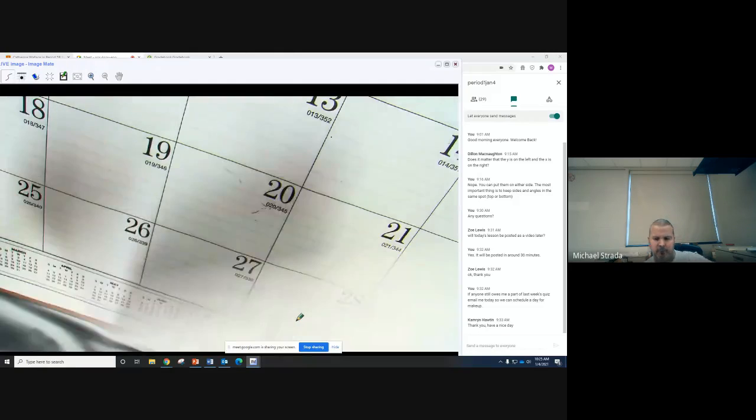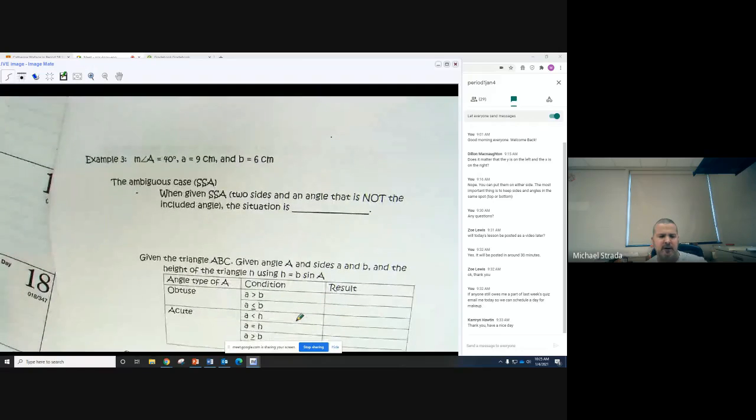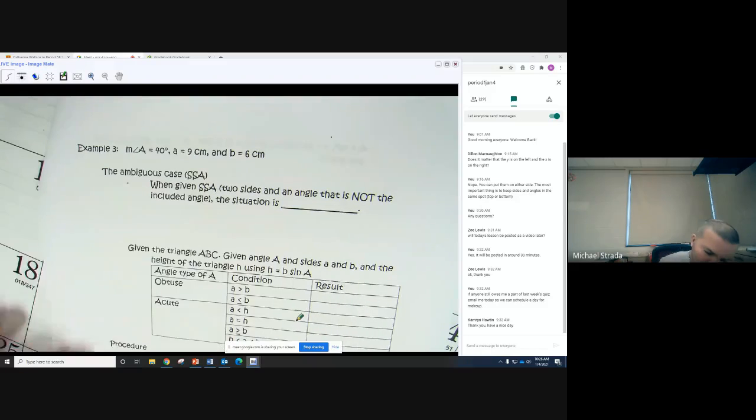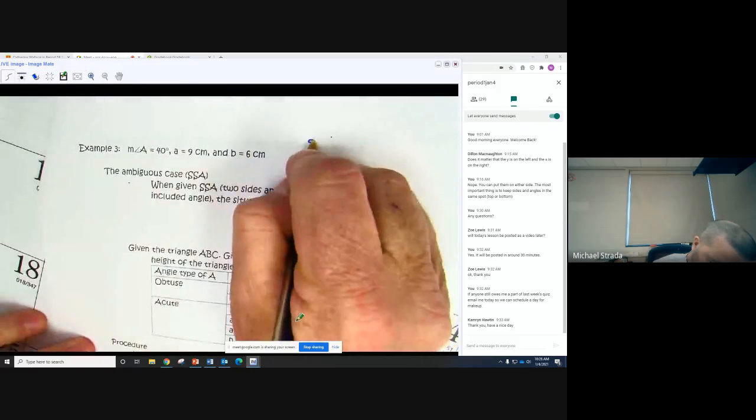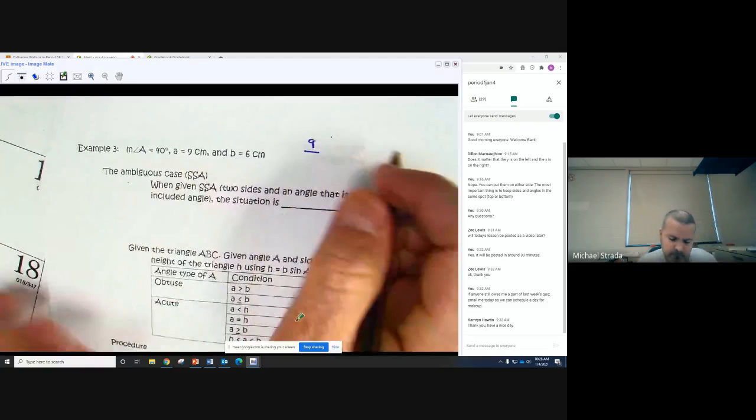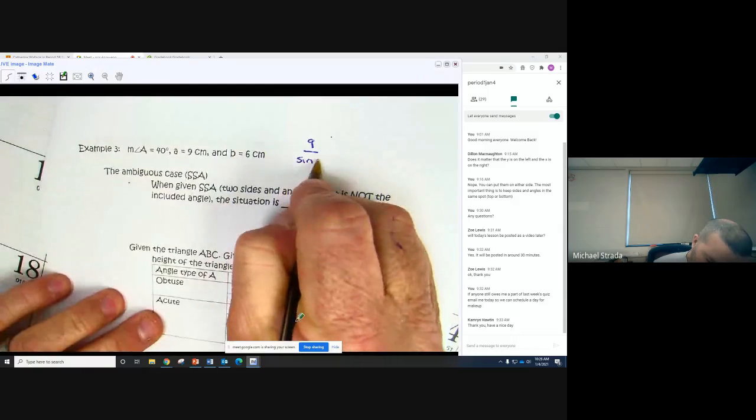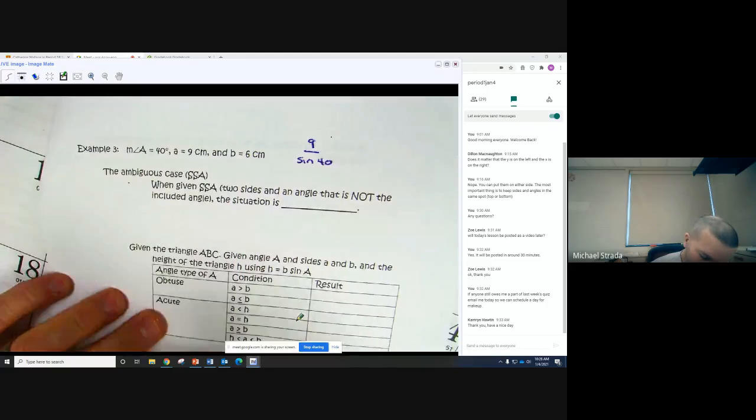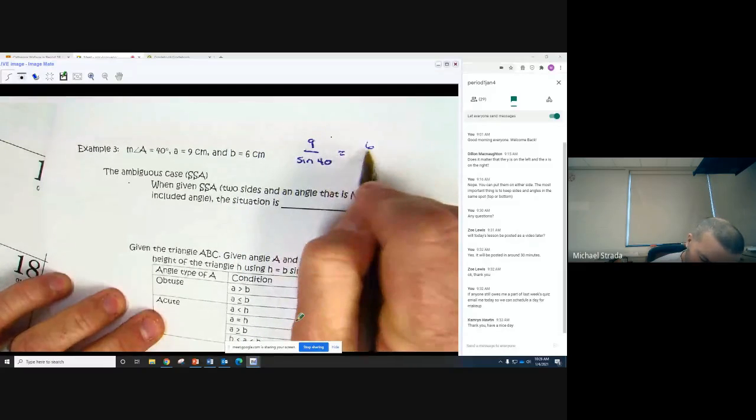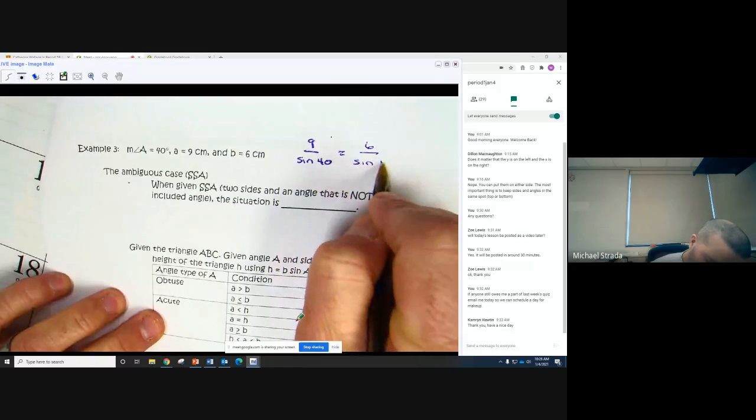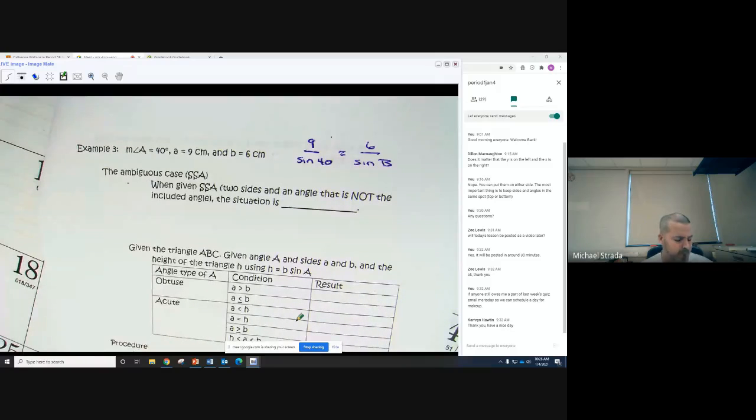All right. So if we look at example 3, it says the measure of angle A is 40 degrees, A is 9 centimeters and B is 6 centimeters. So A, which is 9, over the sine of angle A, which is 40, equals B, which is 6, over the sine of B. For the first time, instead of a missing side, we're going to look for a missing angle.